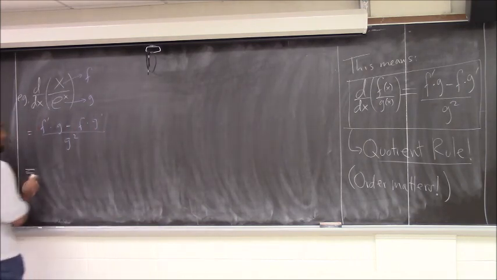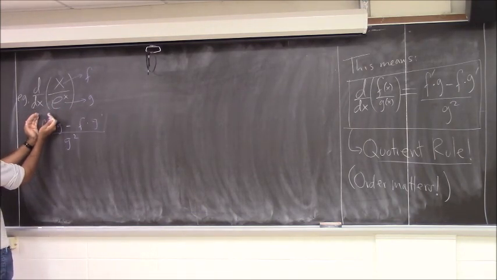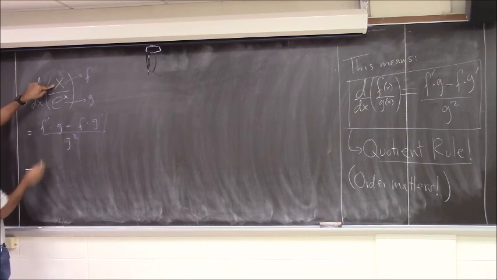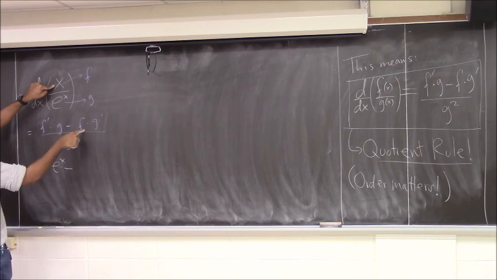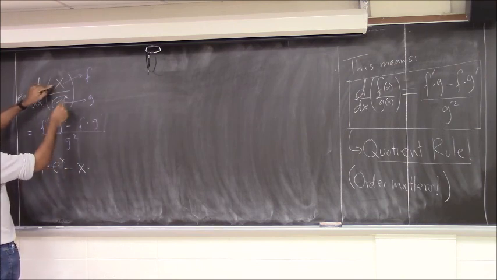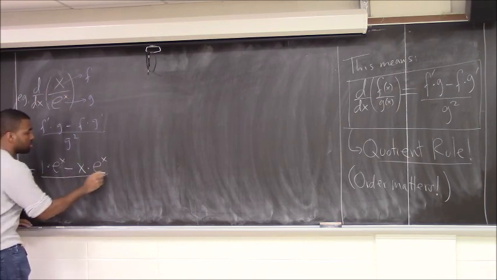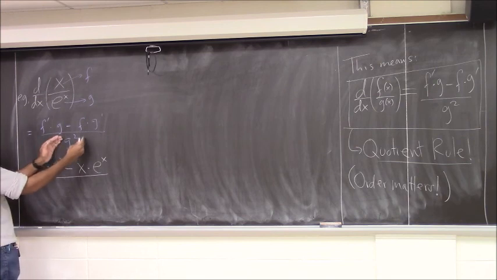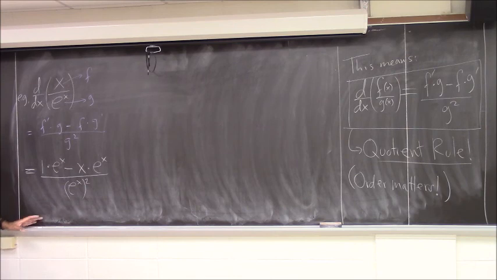So you go one at a time and you just plug them in. Boom, boom, boom, boom, boom. Okay, so you first plug in f prime. What is f prime? Well, it's 1, because my f is x, so that's a 1. Times g. G is just e to the x. Minus the f, which is x, times g prime. My g is e to the x, the derivative of that is just e to the x. Divided by g squared. My g is e to the x, so it's just e to the x squared, which is e to the 2x.